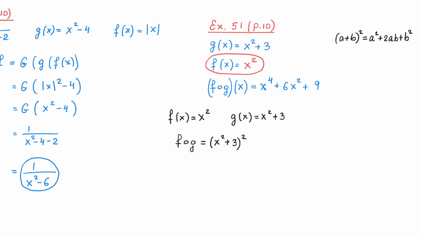Then, according to the formula to the right, x squared to the second power is x to the power of 4. Then x squared times 3 is 3x squared, and then doubled will be 6x squared. Then 3 to the second power is 9. And this is exactly what we have here. So then, in this case, we can say that f of x equals x squared.